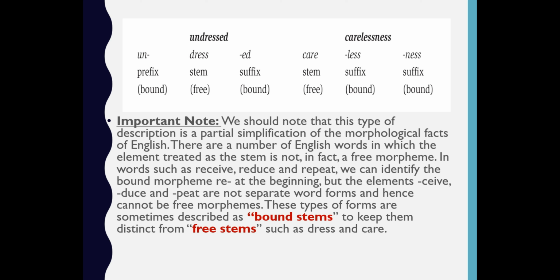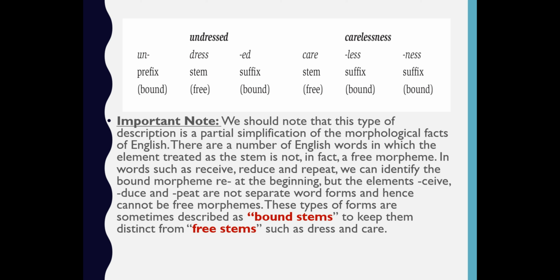So, free morphemes, bound morphemes. Free morphemes are stems. Bound morphemes have to be attached to words in order to make sense. And they are all prefixes and suffixes, or more precisely, all prefixes and suffixes are bound morphemes.